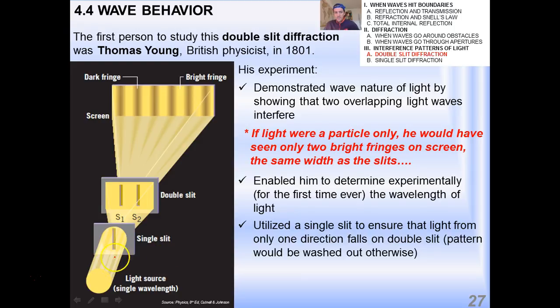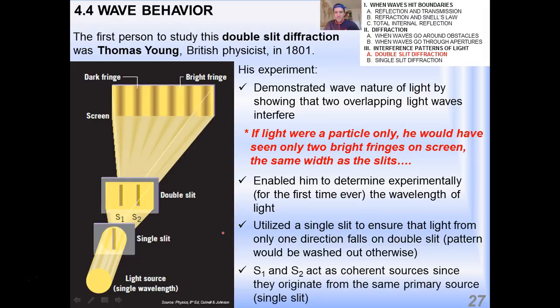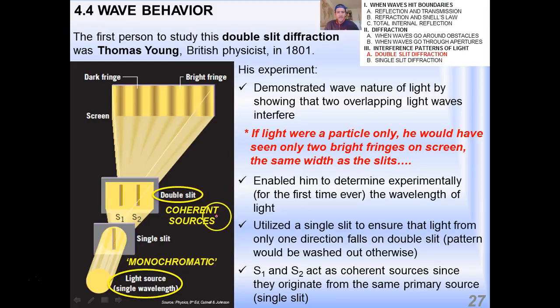And he utilized a single slit to ensure that light from only one direction fell on a double slit, otherwise the pattern would be washed out. There would still have been a pattern, but it wouldn't have been as easy for him to quantify. It's important to note that S1 and S2 act as coherent sources since they originate from the same primary source. So monochromatic and coherent. That's crucial in seeing an effective interference pattern that you can actually quantify.